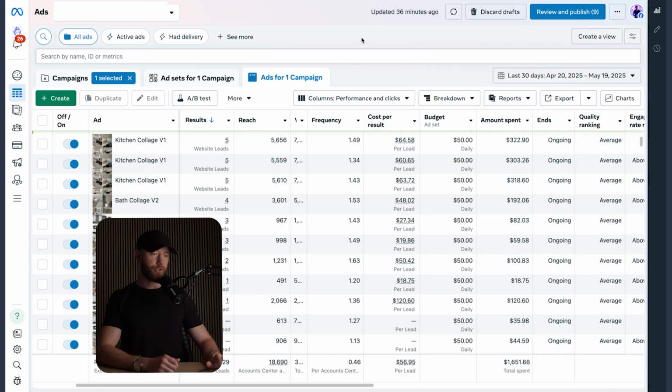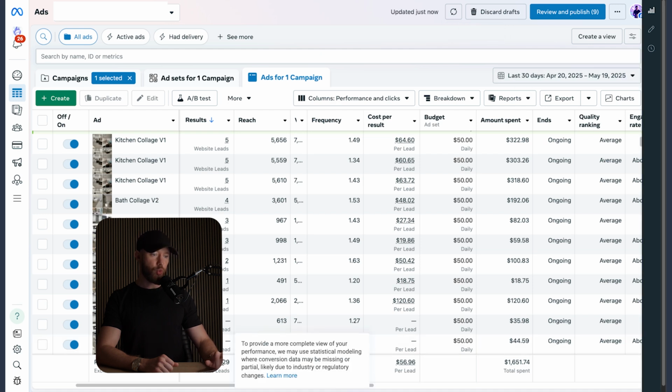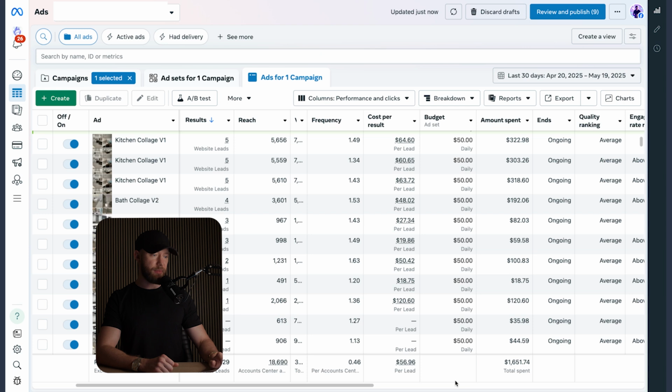So let's start here. What was the lead cost? How much did we pay per lead? So I'm going to go ahead and refresh my screen so you can see that this is live, and we selected last 30 days. Now, we got about 29 leads that came in at around $56 per lead, and we spent about $1,651 so far.